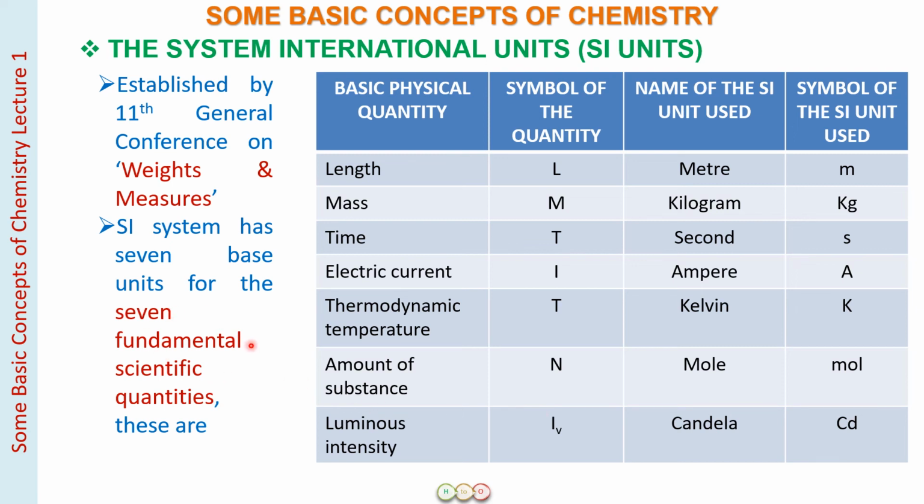And do you know why these are called the fundamental scientific quantities? Because every other physical quantity can be expressed in terms of these 7 fundamental quantities. For example, volume. You know what is the volume of a cube? That is length cube, right? A cuboid, L times B times H. You have been learning these formulas in mathematics. Then density, mass over volume. So these fundamental units can be used to express any physical quantity.